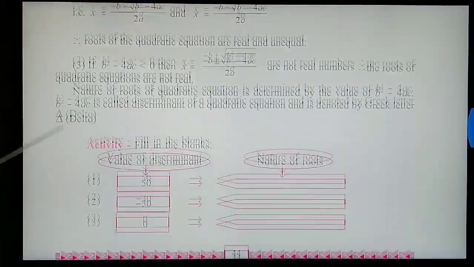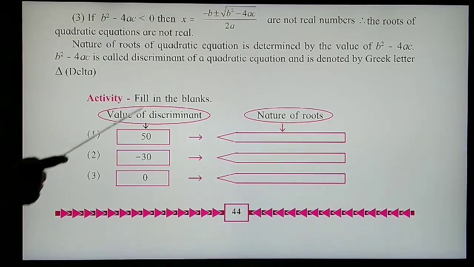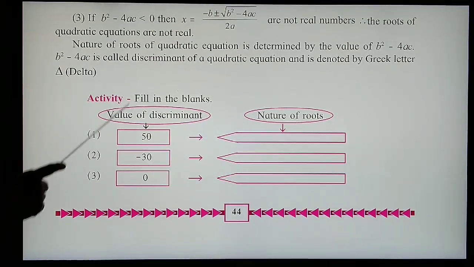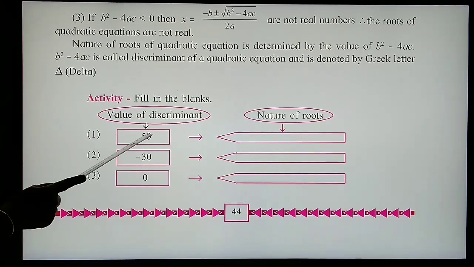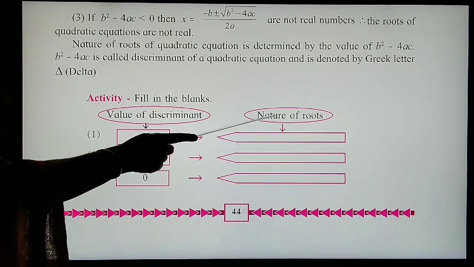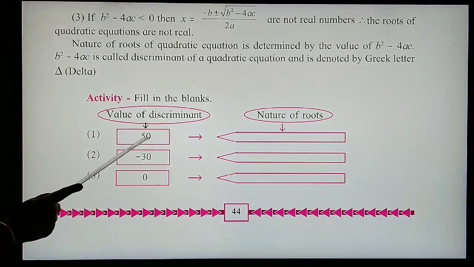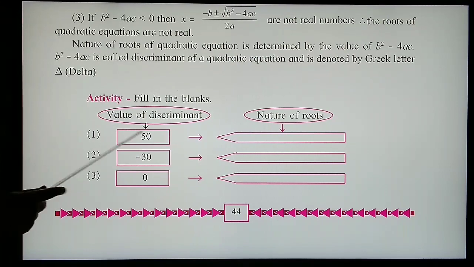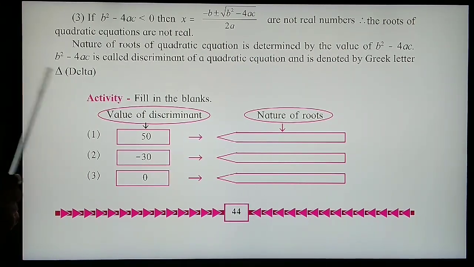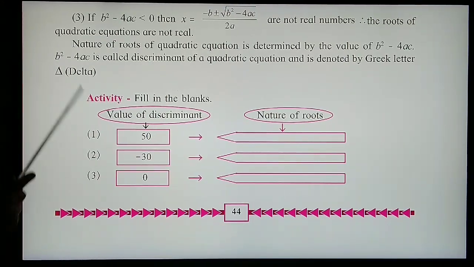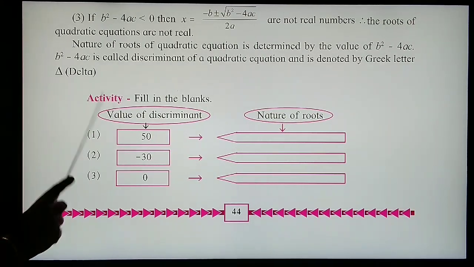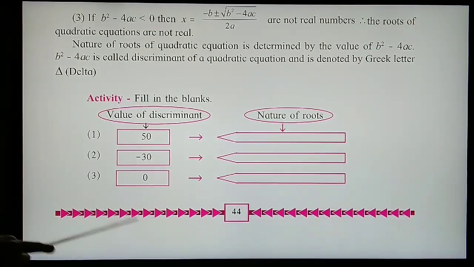Now we see the activity: fill in the blanks, value of discriminant. See the activity in your textbook, page number 44. The values of the discriminant given here are 50, minus 30, and 0. So we write the nature of roots. Here the discriminant is 50, which is greater than 0, so the roots are real and unequal. Here it is minus 30, so the value is less than 0, so the roots are not real. And here the discriminant is 0, so the roots are real and equal.